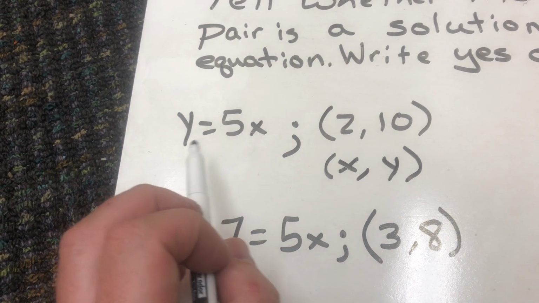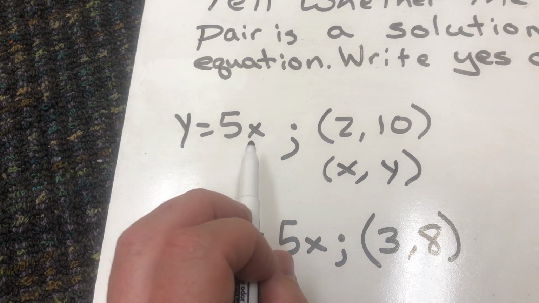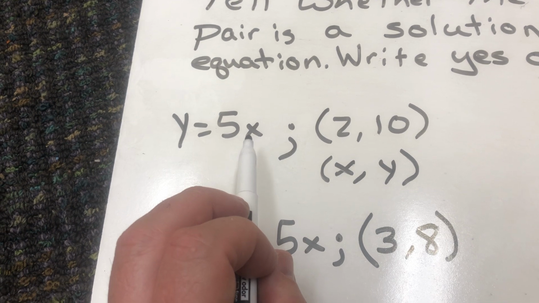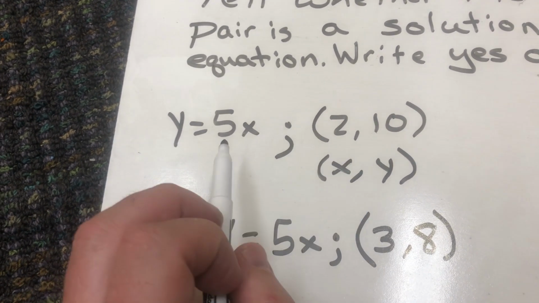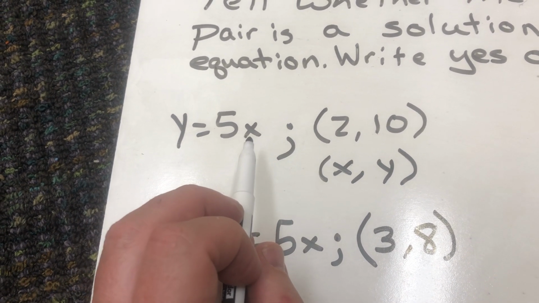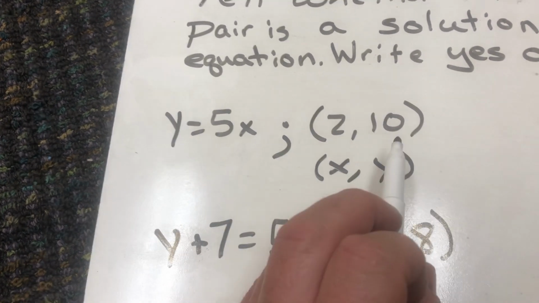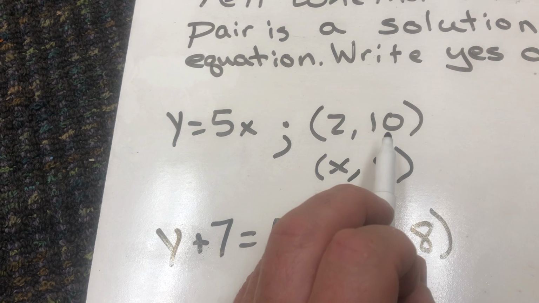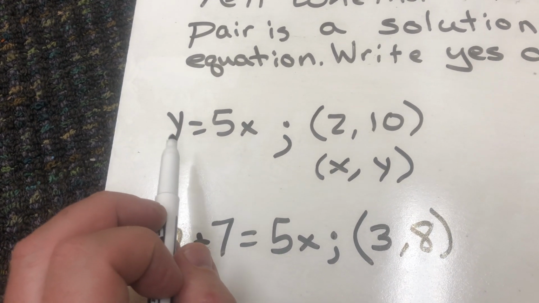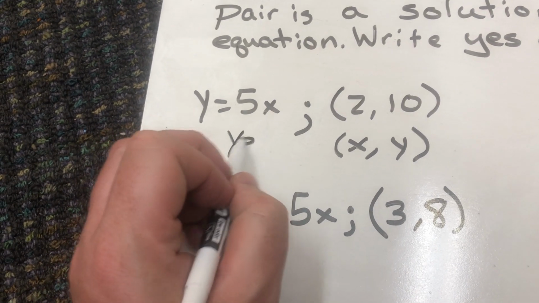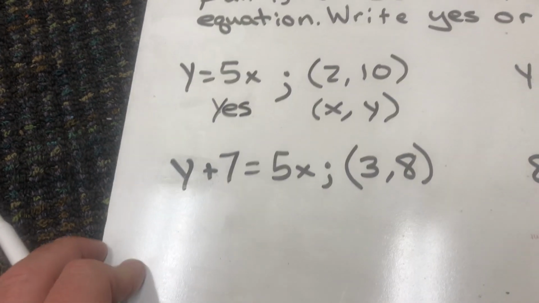Now we know that with y equals 5x, a number right next to a variable means multiplication. 5x means multiplication. So if x is 2, we're doing 5 times 2. Well, 5 times 2 is 10, and this says y equals 10. So it would be true that 10 equals 5 times 2. This one would most definitely be a yes.